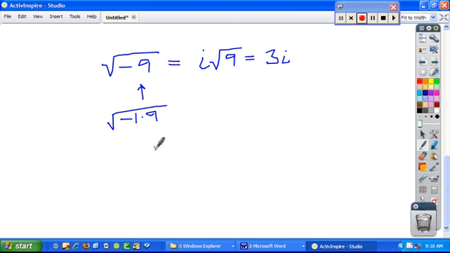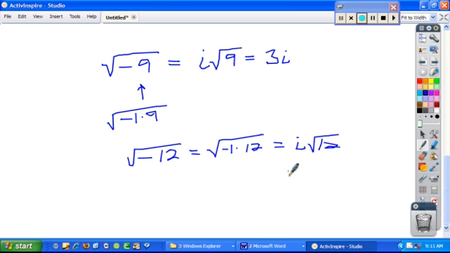Okay? Or maybe you would have something like negative 12 being square rooted. You would split that up, you would think of it as negative 1 times 12. The negative 1 becomes an i, and you get root 12, which we all know, and we'll practice this more later. 12 can be rewritten as 4 times 3, or 2i times root 3.